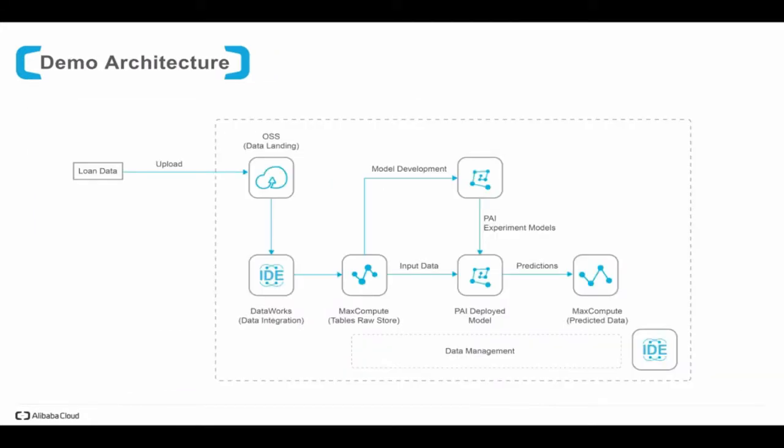Now let me explain the demo architecture we will be doing for this scenario. There is a loan data set which I have already uploaded into OSS, which is the standard object store for Alibaba Cloud. And then from OSS, I have used a tool called DataWorks, which will ingest it from OSS into MaxCompute. Now, the data is already in MaxCompute. We will use PAI to create the predictive models, and PAI will read the data from MaxCompute. Once experiments are shortlisted, we would then deploy the experiments back into DataWorks. The experiments would also then output the prediction for new data sets.